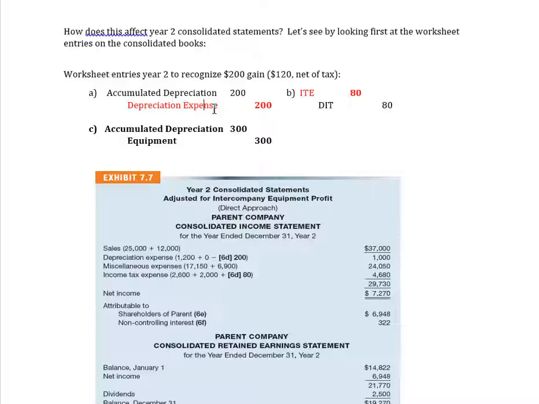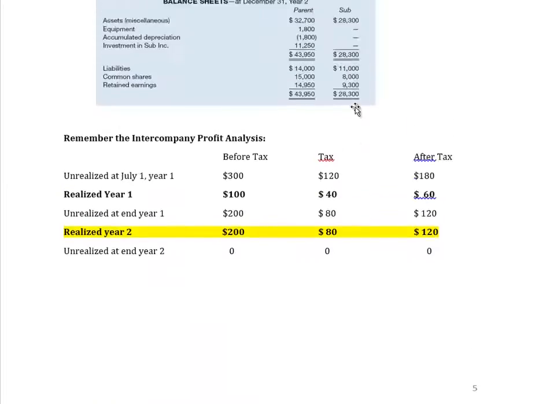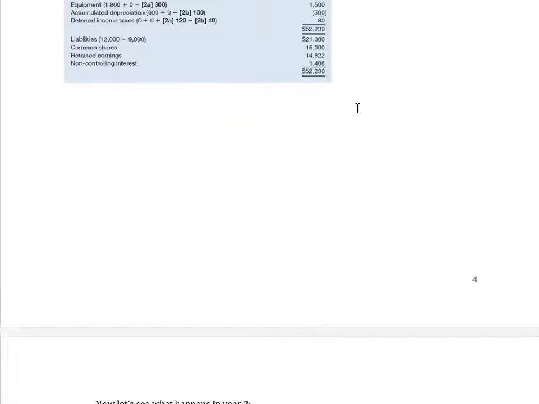So, again, to recognize that $200 of $300, we'd reduce depreciation expense, offset to accumulated depreciation. When we reduce an expense, we increase pre-tax income, so we have to book, from a consolidated perspective, tax expense on that. So the consolidated entity would say, well, now we're realizing $80 in tax expense, coupled with the tax expense we realized back up here in year 1, right?